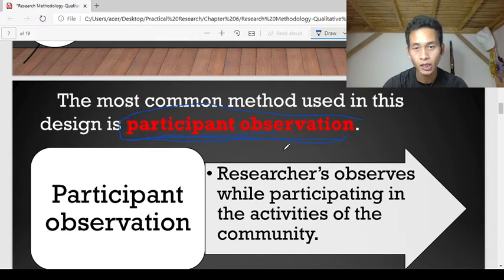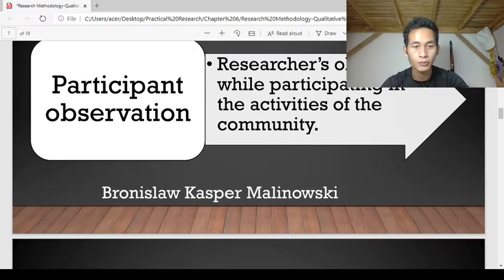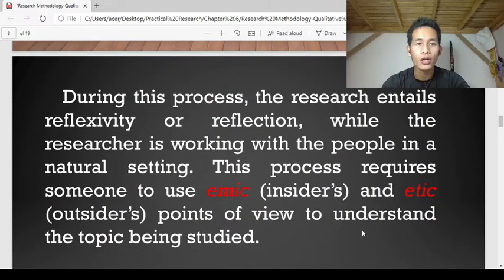wherein the researcher observes, diba, while participating in the activities of the community. That means as a researcher using ethnography or participant observation, diba, the most common method in this design, you are going to go to a particular place under study, mingle, participate. Aside from participating, you are going to observe, diba, the activities of such community. So it was introduced by Bronislaw Kasper Malinowski. During this process, the research entails reflexivity or reflection.